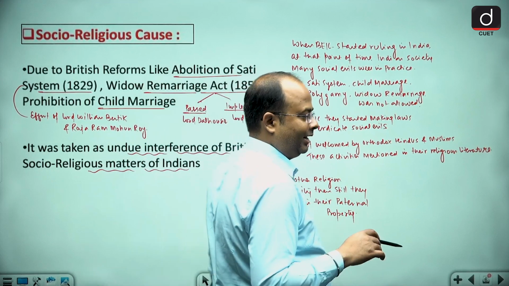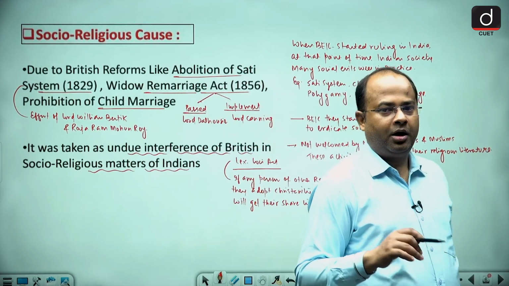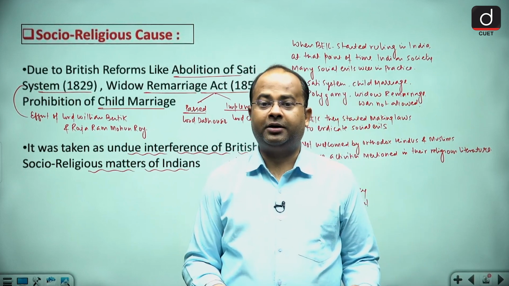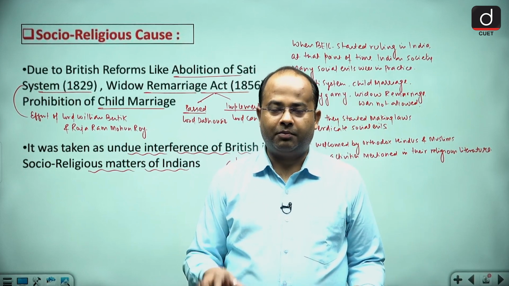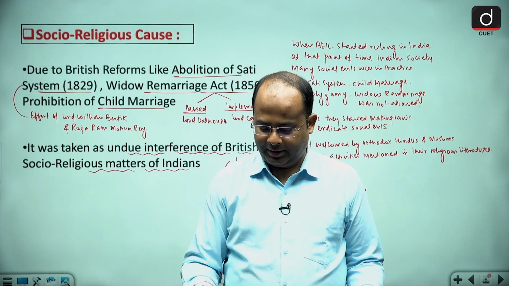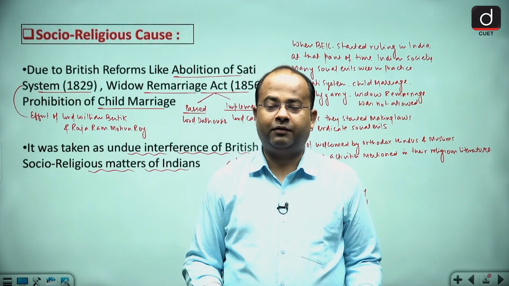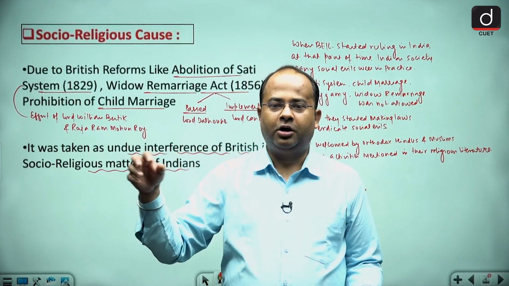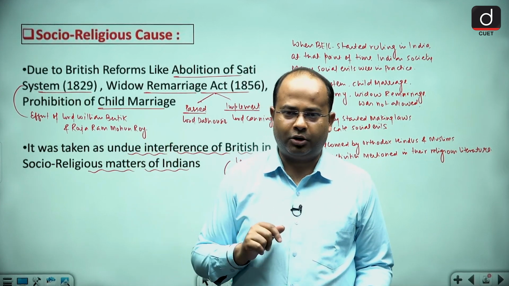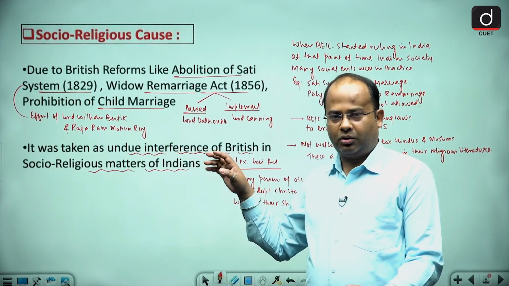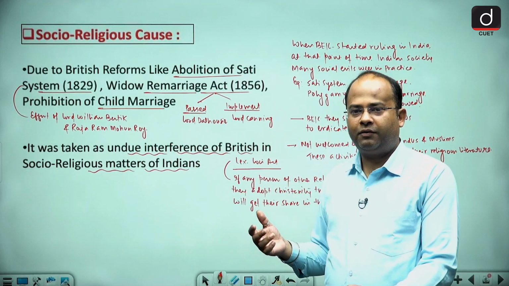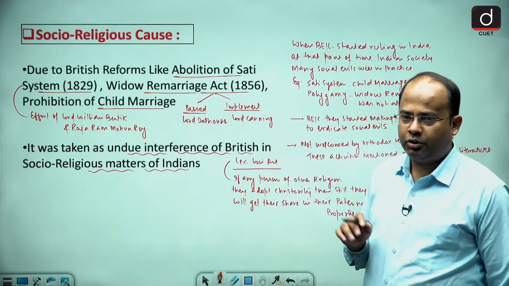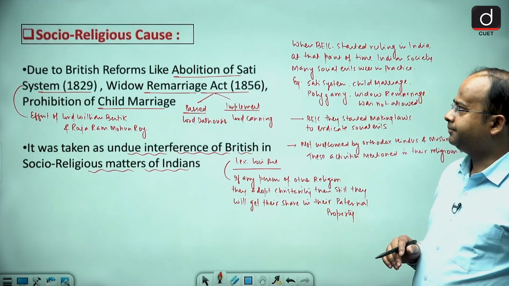So this Lex Loci Act also added fuel to the fire, because earlier, if a person converted to a different religion, they were barred from their paternal property. According to the Lex Loci Act, if a person adopts any other religion, he is still eligible for a share in paternal property. So this also led to the revolt of 1857.